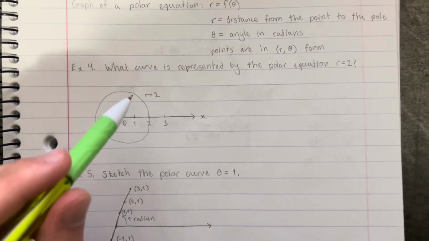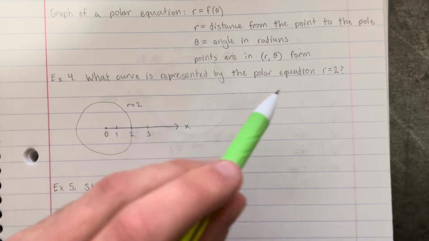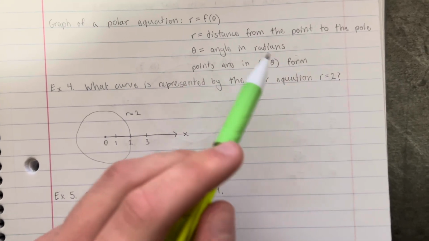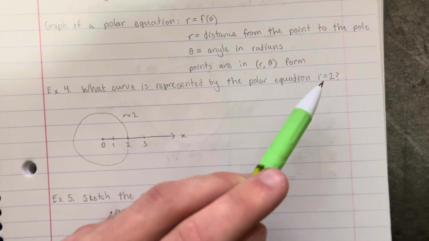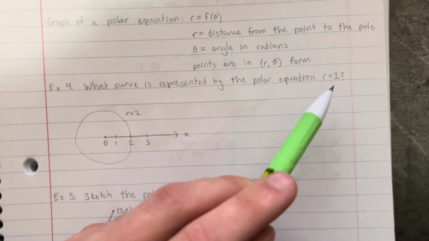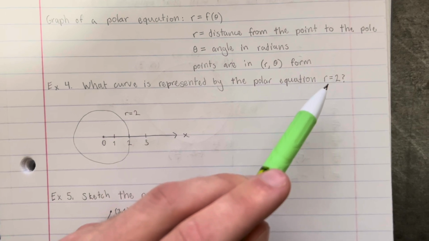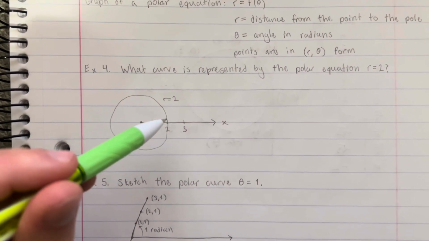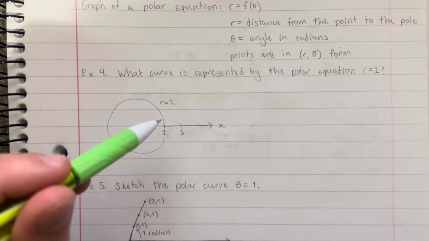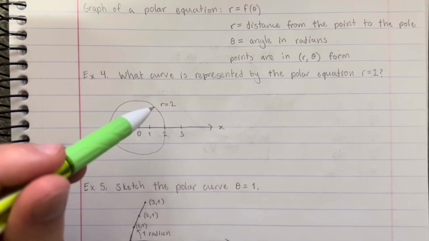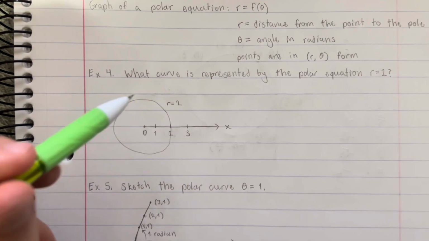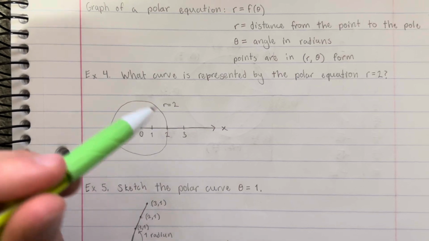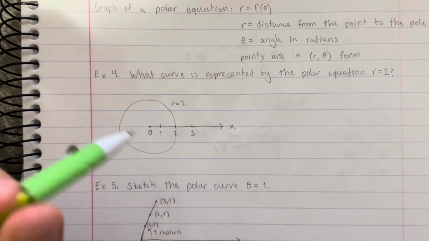So let's look at example 4, which says: what curve is represented by the polar equation r equals 2? So we're given that the distance from the point to the pole is 2, but we don't have an angle, so we don't need to take that into account. So we draw our pole here, and we go 2, and since we don't have an angle, we have basically infinite points on the line of 2, and so once we draw all those infinite points, it basically just becomes a circle that has a radius of 2.